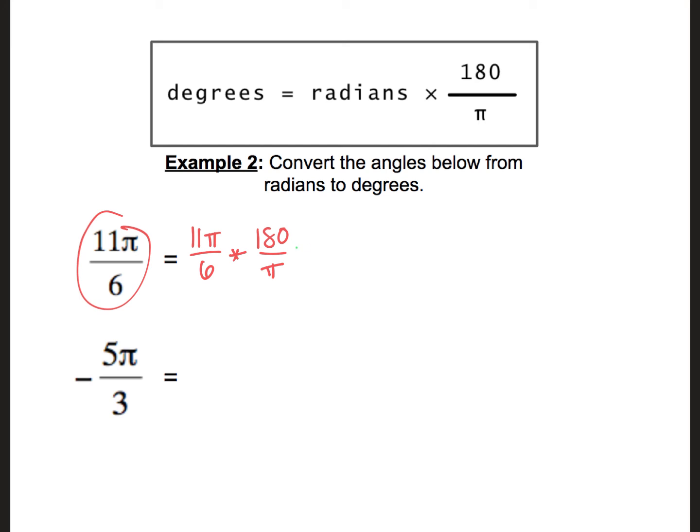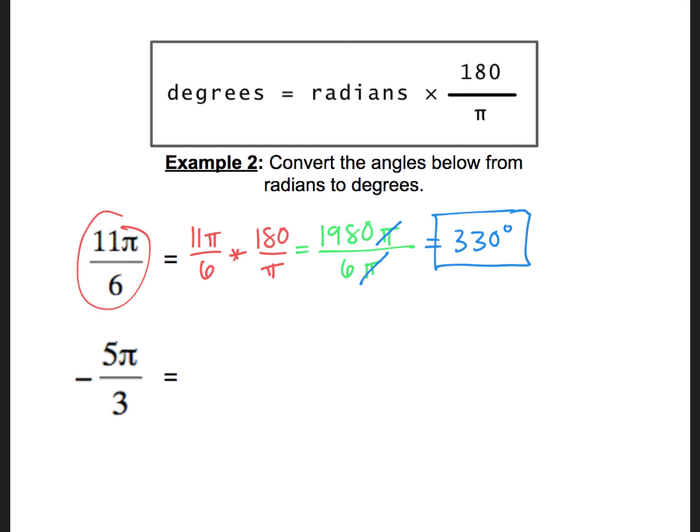When you do this, you can multiply straight across. You can do 11 times 180. I get 1,980 pi, don't forget the pi, and then divided by 6 pi. Now notice right now we have a pi on the top and a pi on the bottom, so those cancel out. I have no idea what 1,980 divided by 6 is, so I'm going to type that into my calculator. And that gives me a nice even number, so we get 330 degrees as our final answer. And then you're good to go. That's all you have to do.